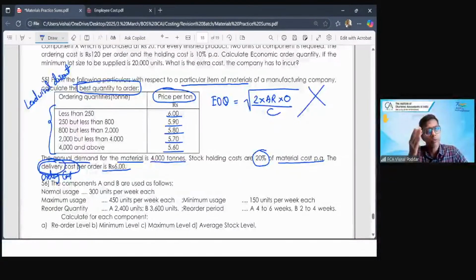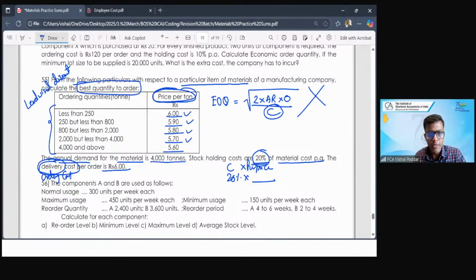They have asked you to find out what is the best quantity to order, which means EOQ. But I cannot use the formula of EOQ. Why? Because for using this formula, how do you find out C? It will be 20%, which is your C given as a percentage, multiplied by purchase price. Correct? This is what we have been doing in all the previous questions. But the problem here is my price is fluctuating with the order size.